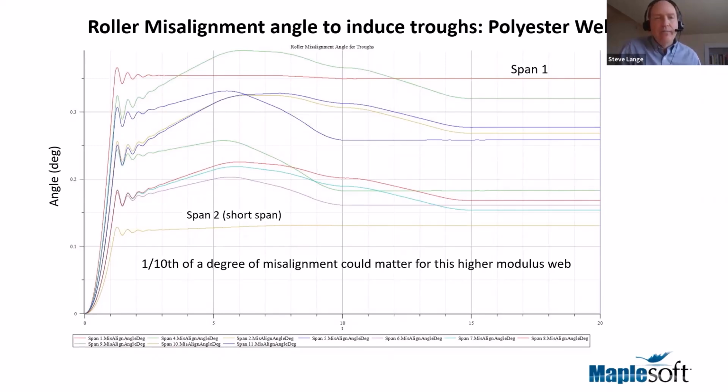There's a rule of thumb found in researching and testing by Oklahoma State that about twice the misalignment angle to generate a trough is what would generate a wrinkle. So you can see that about 1/10 of a degree or tenths of a degree matter for this web with respect to misalignment and generating wrinkles. So for this very stiff web, misalignment is going to be something to really watch out for.